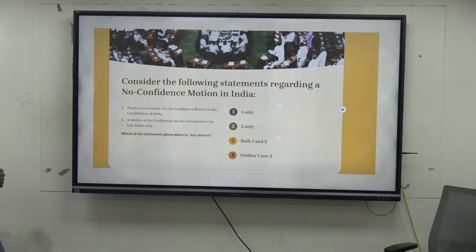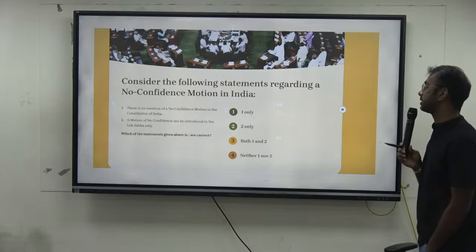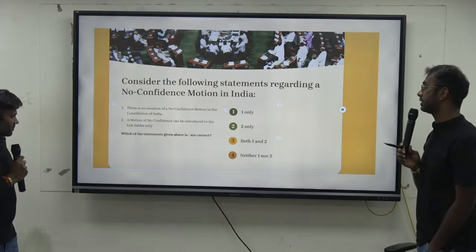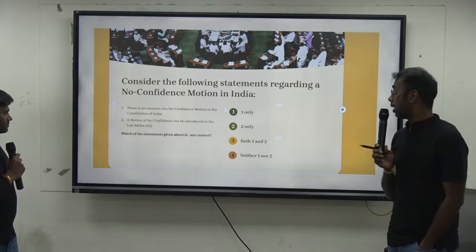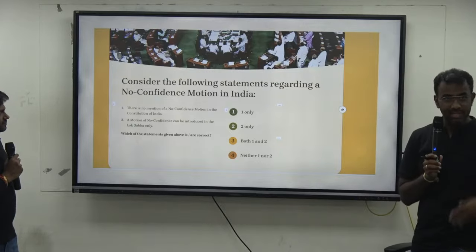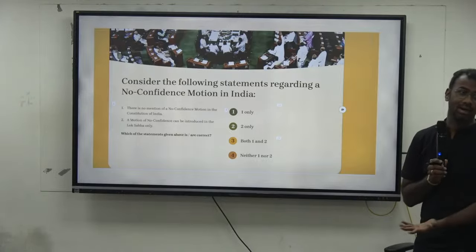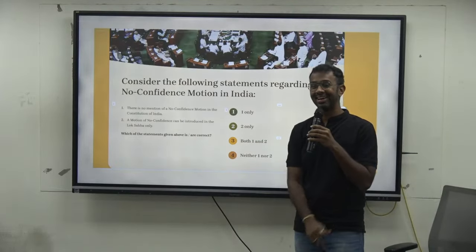Okay, next. Consider the following statements regarding a no confidence motion in India. There is no mention of a no confidence motion in the Constitution of India. A motion of no confidence can be introduced in the Lok Sabha only. One is correct, both are correct. One is correct, second is also correct. Have patience. Will you read the question patiently?